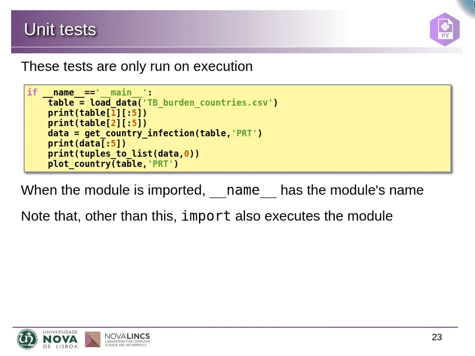If the name, this is an attribute that Python creates for each module. If the name of this module is main, it means that we are running this module and not importing it from somewhere else. In this case, we're going to load this file, which must exist in our folder. We're going to print the results of the table. We're going to get the country infection and print that data, and then do the plot. So this is basically this test that I showed.